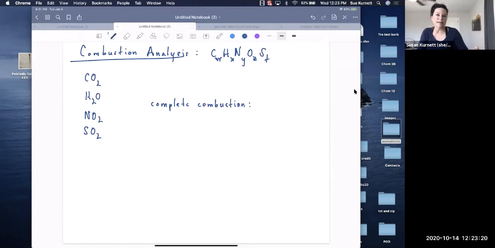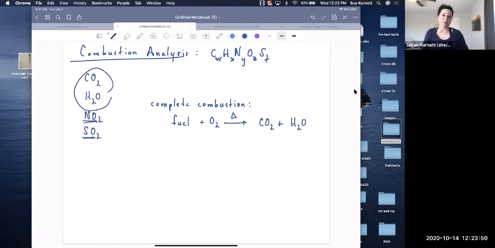That means you added enough oxygen so that every nonmetal, carbon, hydrogen, nitrogen, and sulfur, had as many oxygens as was normal and stable for it. So complete combustion means I've taken fuel, I've added an excess of oxygen, given it a spark to start the fire, and the products are carbon dioxide and water, typically, unless there's nitrogen or sulfur in your compound. So I'm just going to focus on carbon dioxide and water from here on out in this video.